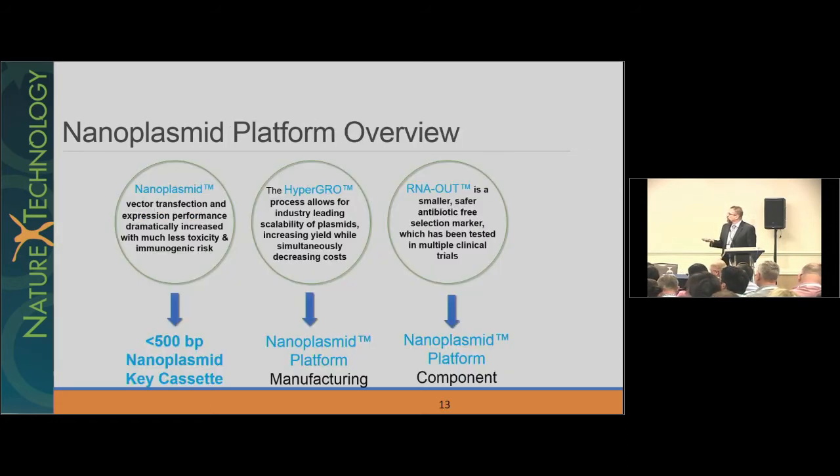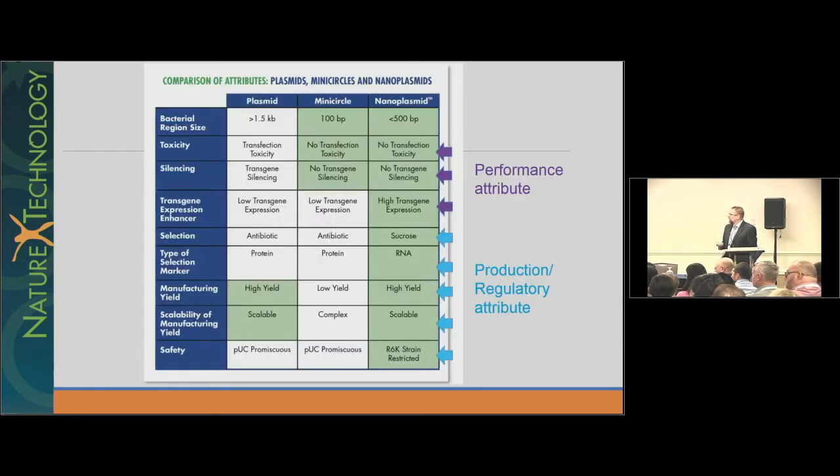So it has 3 components. One is you have to have a non-antibiotic selection marker. It has a 70 base pair antisense RNA. And then the other is it's designed to be compatible with that HyperGROT process, so you can make grams per liter of it. And then on the left is the actual effect of having less than 500 base pair backbone, and that is a combination of RNA-OUT with an R6K replication origin. And it's just showing that you've managed to marry the performance and production attributes of both the minicircle and the plasmid platform into one.